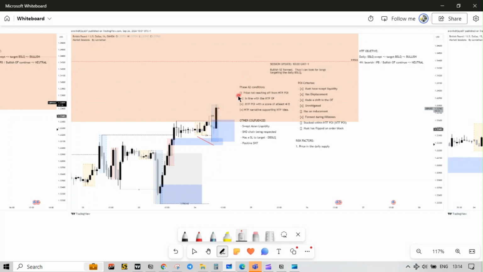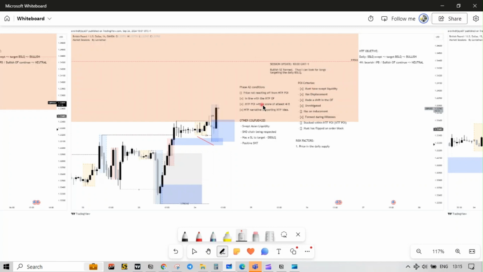So this is phase A2. The price is actually reacting off from daily supply. So this box is not checked. So it is in line with the H1 order flow. And this H1 POI satisfies 4 out of 8 criteria. And the higher time frame is also supporting the medium time frame area. How? The high time frame is showing me that the target would be the daily buy side liquidity, which is bullish. And 4 hour is a bit neutral because 4 hour can make an internal pullback or continue its run. So it's kind of neutral, but on daily we are having a clear bias.